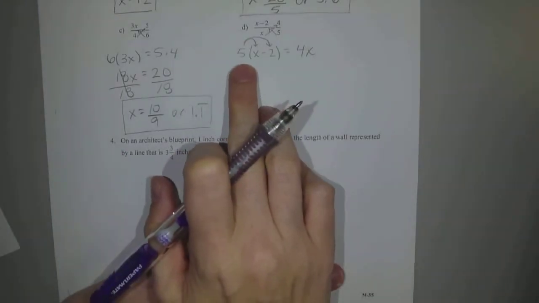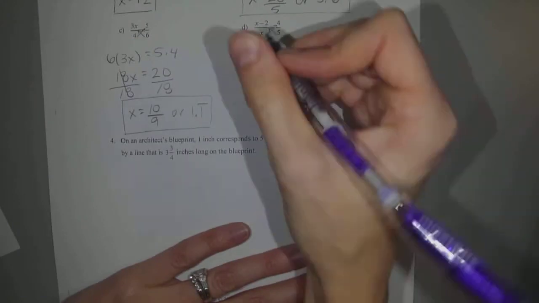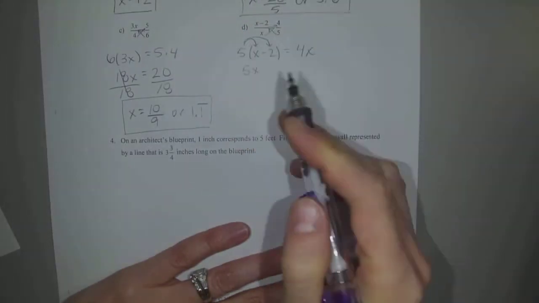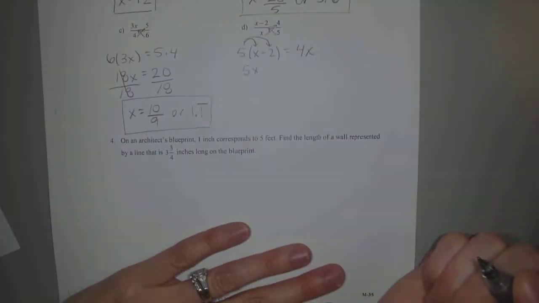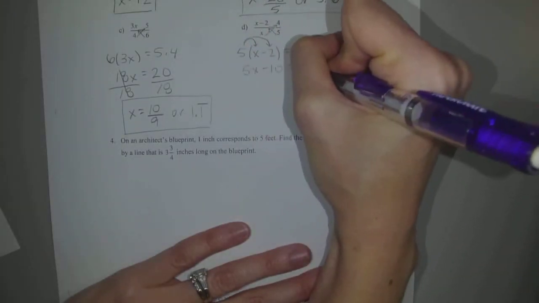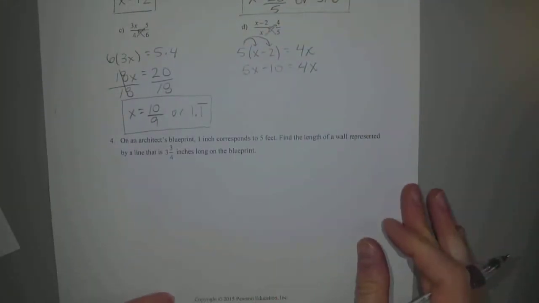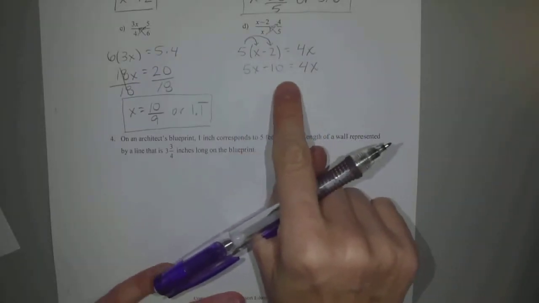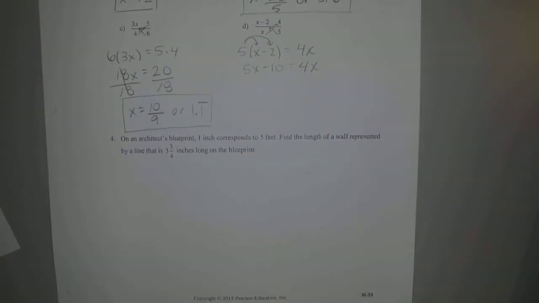What is 5 times x? 5x. What is 5 times a negative 2? Negative 10, and 4x hung along the whole time. All right, so this brings us back to equations, which we don't want to forget, right? We want to make sure we feel comfortable with it.